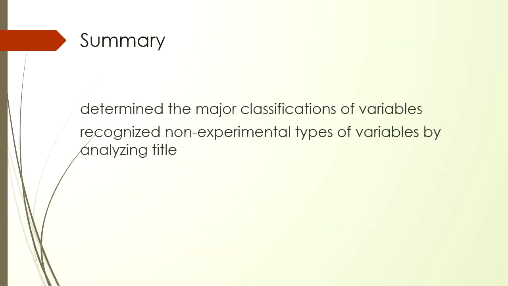Today we learned that variables are classified as follows: numeric variables, categorical variables, experimental variables, non-experimental variables. Variables according to the number being studied. We have also recognized non-experimental types of variables by analyzing titles.